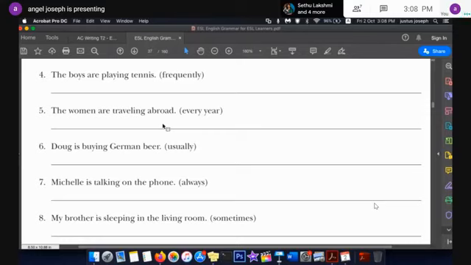Where will you put "every year"? After "abroad". The woman... okay, you can do it like that. You can put it for every year, travel. Like that also you can use it. Both ways you can use it. Every year the women travel abroad. "-ing" will be removed, "traveling" will be removed. Rather, you will just say, every year the women travel abroad, or you can also say it as, the women travel abroad every year.